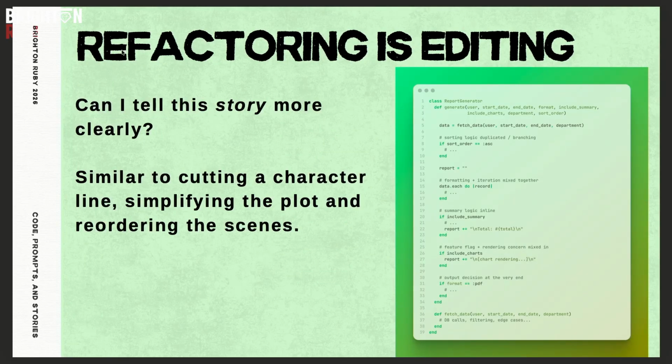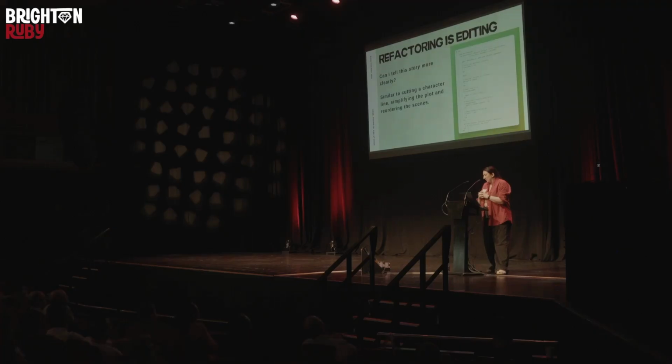So refactoring is very similar to editing. Can you tell the same story but differently? It's similar to cutting a character, simplifying the plot, reordering the scenes, and if you can see the code on the slide, this is intentional because it's a very long method that shouldn't be like that. It has 8 arguments, which is already a code smell by itself. But again, it might have happened just during legacy iterations. Nobody intentionally starts the method and thinks like, I'm going to put 8 arguments into the method. And if you do, please don't do that.